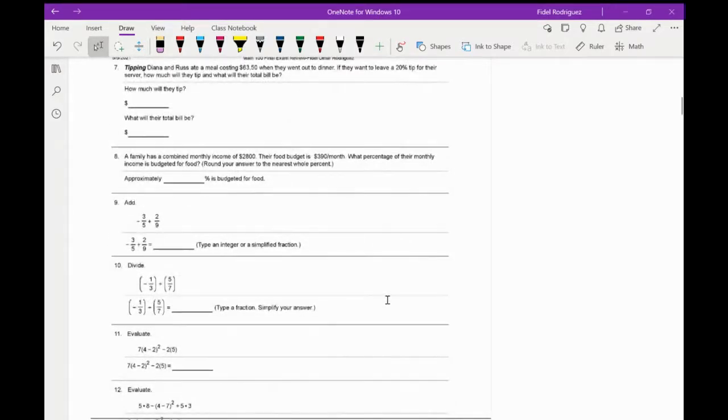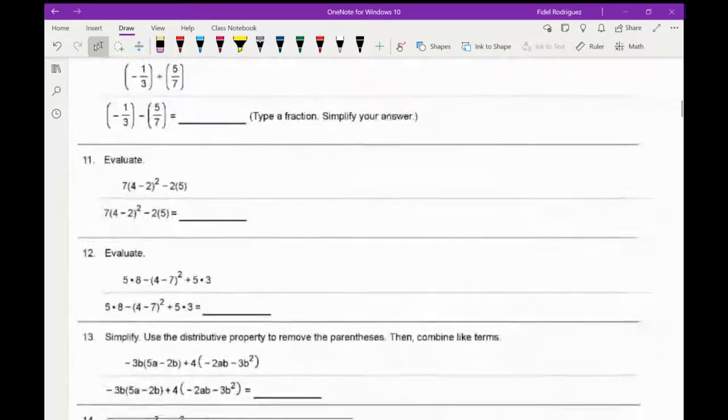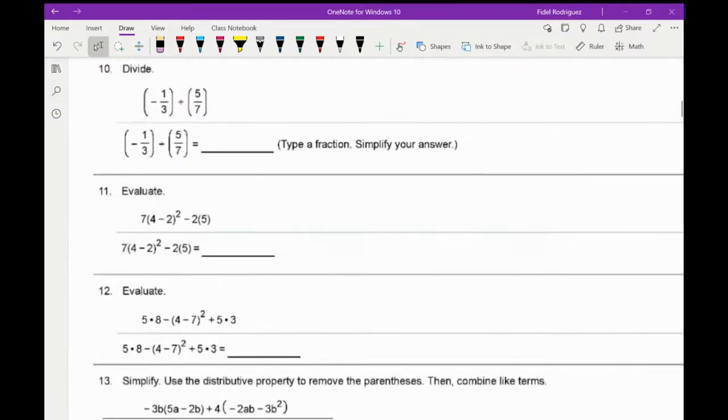7 through 12. Does anyone have any questions about any of the problems like 7 through 12 that you'd like me to go over? And if you do, I'm more than happy to do them. 11 and 12, excellent. Let's do 11 and 12. Okay, so I'm going to zoom in over here, y'all, at 11 and 12. Okay, and so, guys, for problems like 11 and 12, this is when we're using the order of operations.